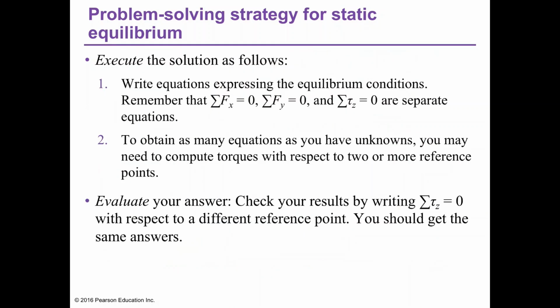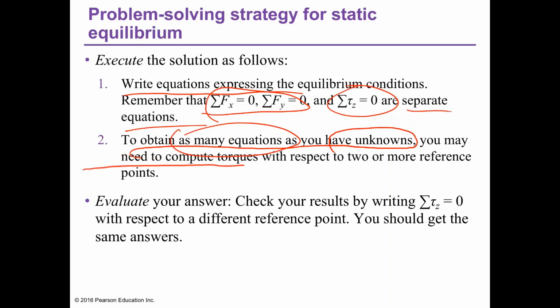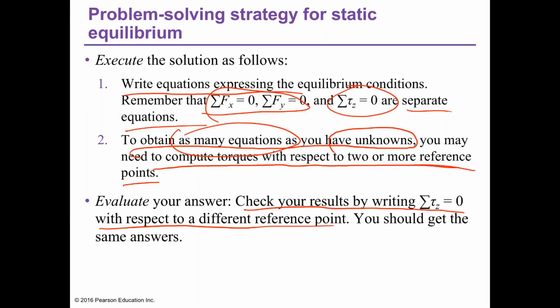Okay. So to execute the solution, you write the equations according to the first and second conditions, write them into separate equations, and then you obtain as many equations as you have unknowns, right? You have 3 unknowns, you need 3 equations. You may need to compute torque with respect to 2 or more reference points, depending on the situation we're dealing with, okay?